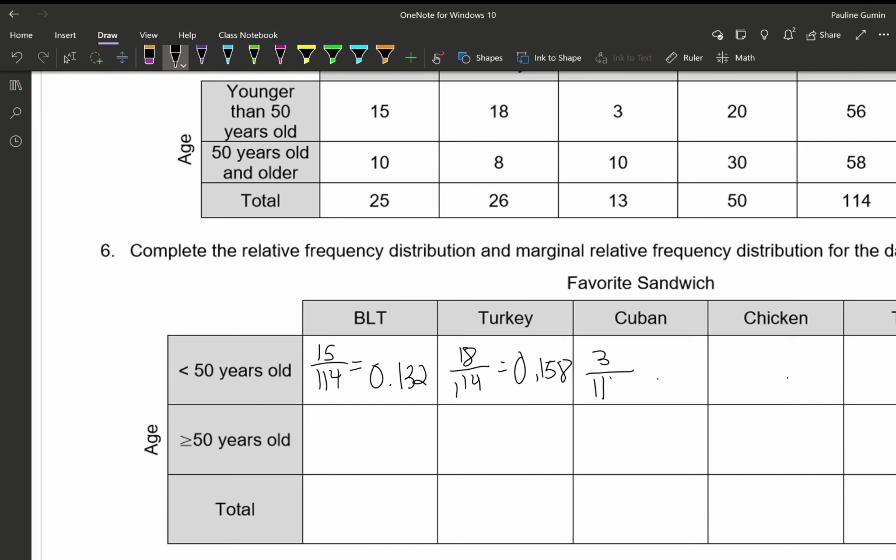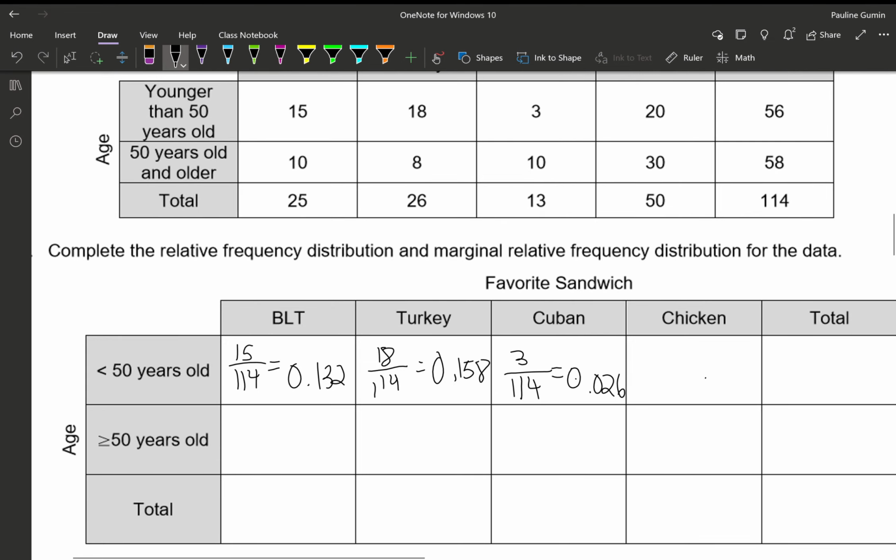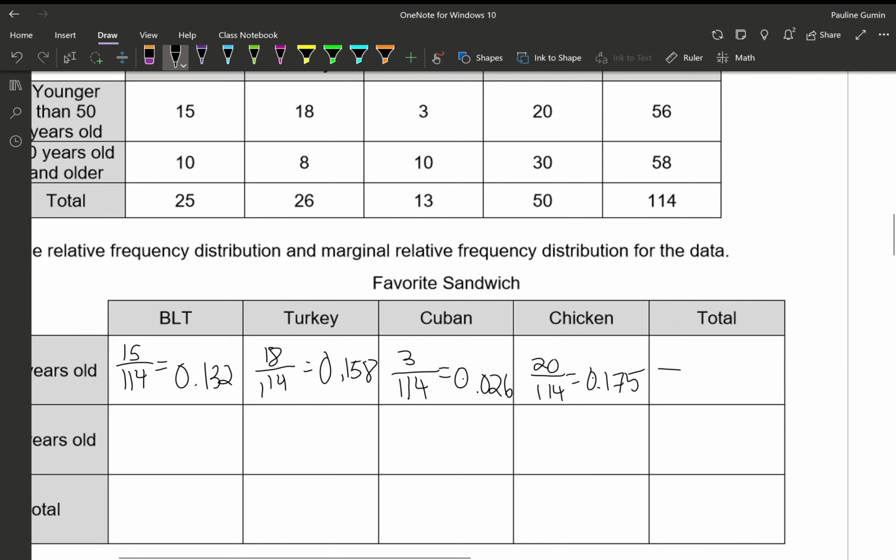3 who liked Cubans, the sandwich. And 20 who liked chicken sandwich. For a total of 56 people that were younger than 50 who Barb surveyed for this decimal.